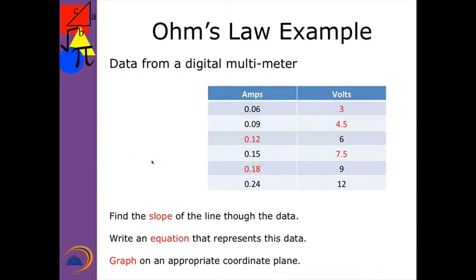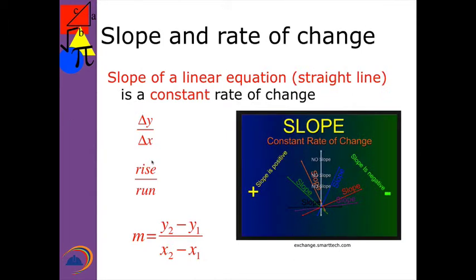All right, so here we go. Here's a little bit that you need to remember. Slope and rate of change. The slope of a linear equation, that's a line, has a constant rate of change or constant slope. Some things you may remember from math class is slope is delta y over delta x. Remember that little triangle is pronounced delta, and it just means change. So the change in y over the change in x.